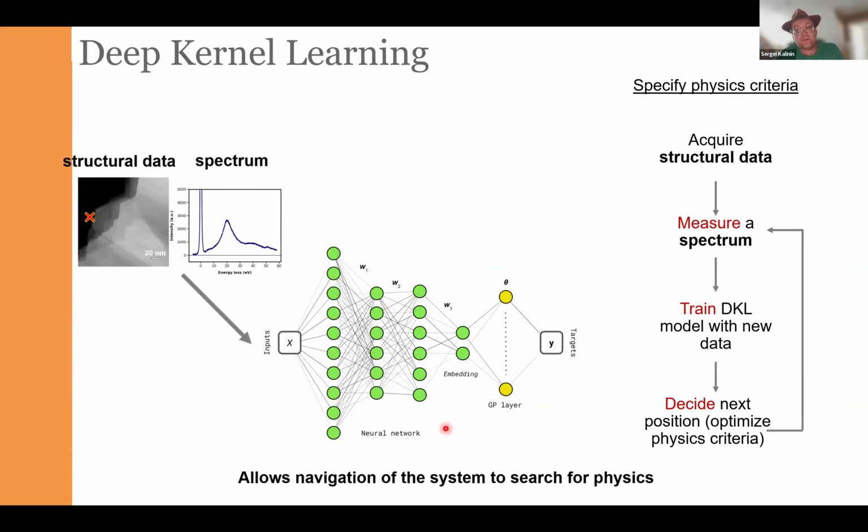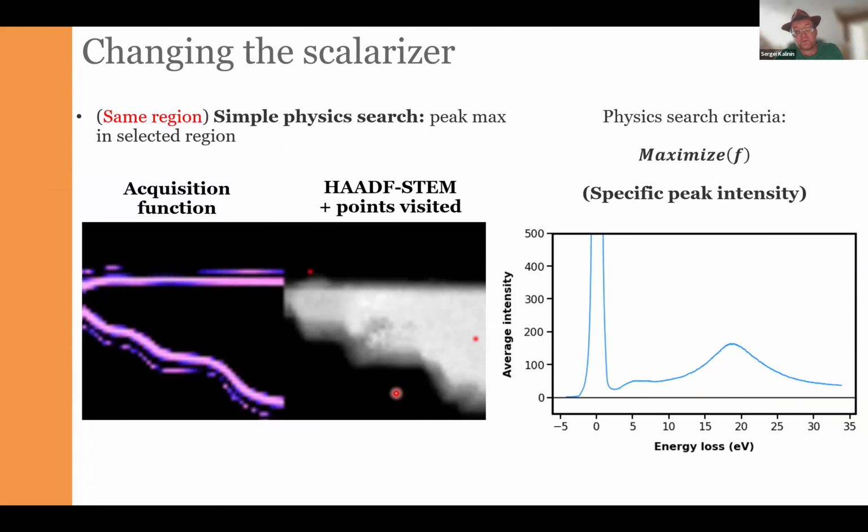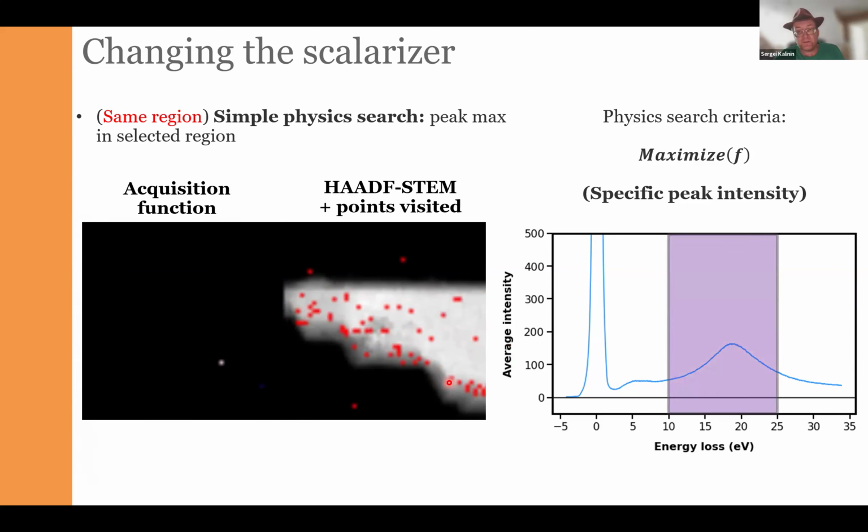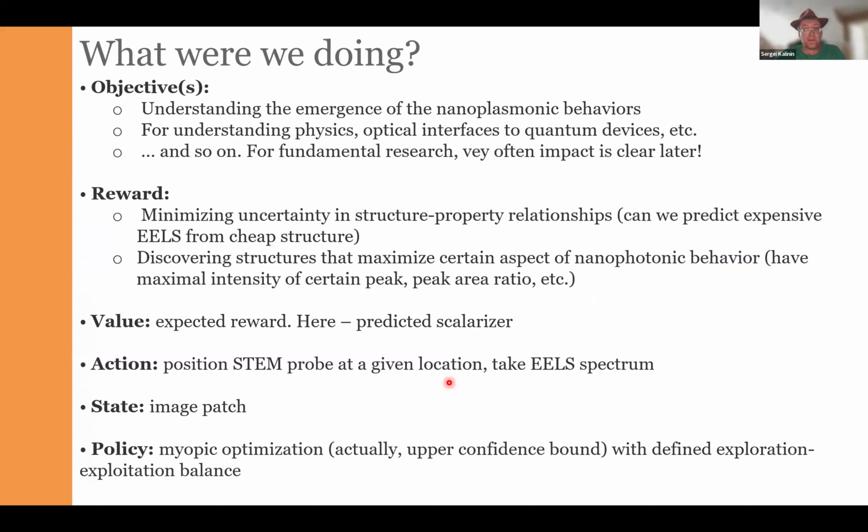So we can run, of course, the deep kernel learning workflows for any other parameters. So for example, this is the example of the deep kernel learning when we choose the scalarizer, the area under the peak. So in this case, it just explores the whole flake, not only edges. And basically, it gives us some confidence that the whole approach works.